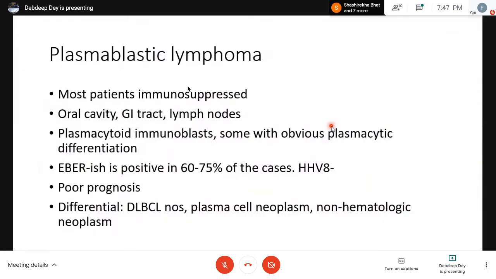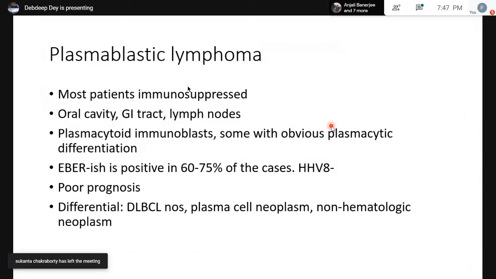Now, plasmablastic lymphomas most often occur in immunosuppressed patients. This patient was not immunosuppressed but was suffering from hepatitis B. It is present predominantly in the oral cavity, GI tract, and lymph nodes. As I said, the morphology is of sheets of plasmacytoid immunoblasts, some with very obvious plasmacytic differentiation. EBER is positive in 60 to 75% of cases. HHV8 is negative. This is how you rule out a primary effusion lymphoma if the patient has presented with pleural effusion. Overall, it has a very poor prognosis.